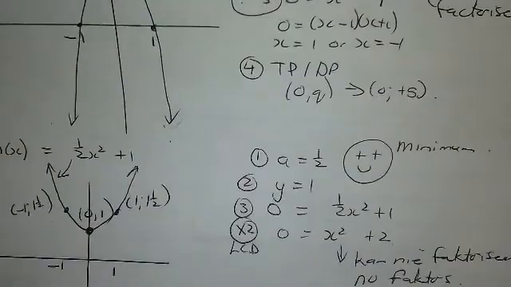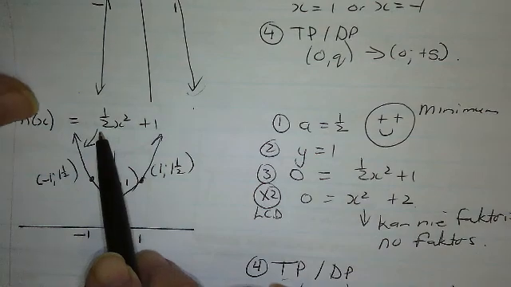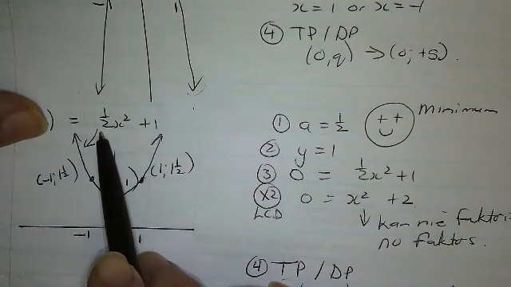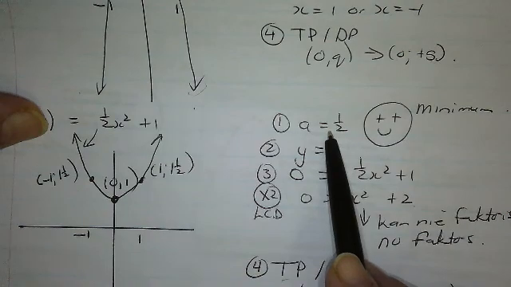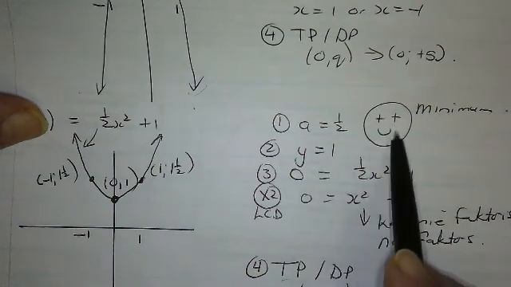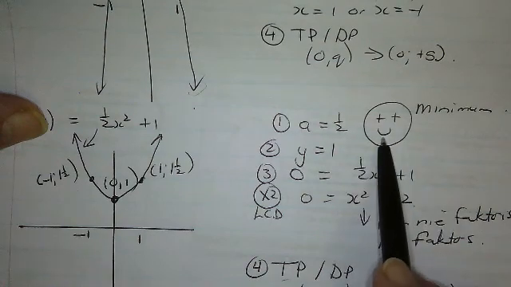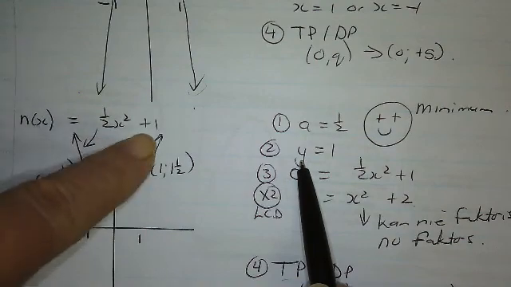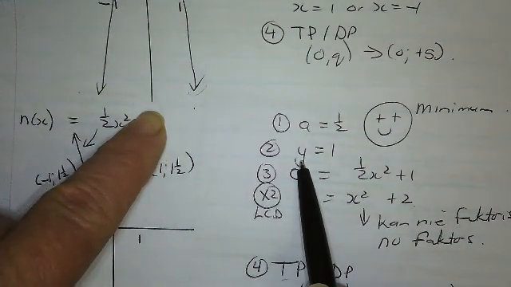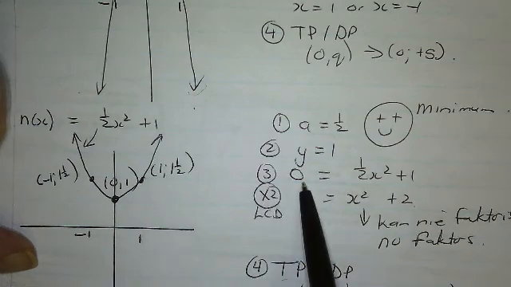If the equation entails fractions, don't be scared. You just multiply with the LCD. But the first step again is to get the a value. So it's positive one half, so you will have a smiley face. Minimum value, so it means concave up. Y-intercept will be my q value. Remember, if there's no value there, it's the origin, it's 0.